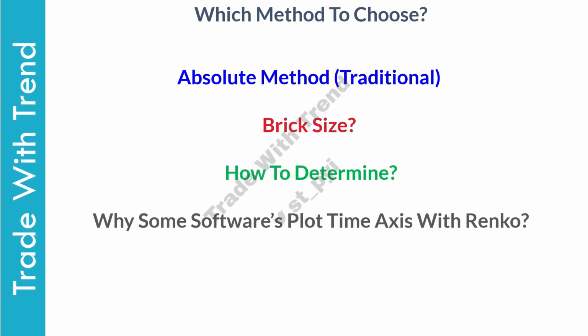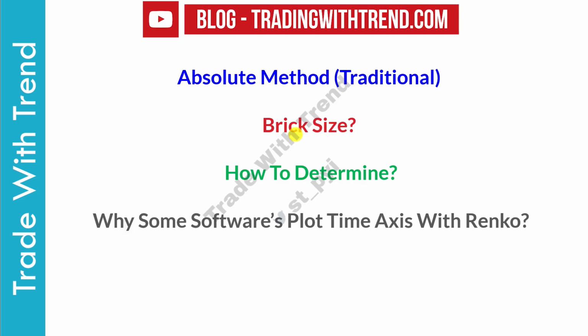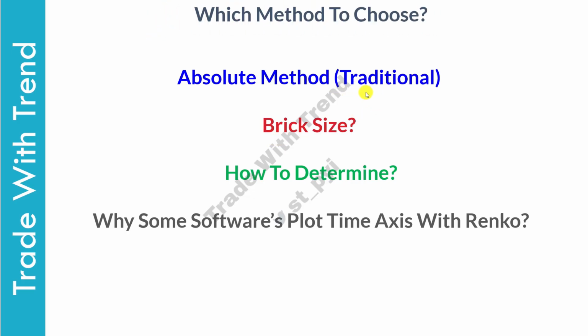So now that I've shown you how the traditional method and the ATR based method is calculated on TradingView, let me now address a few concerns about the absolute method or the traditional method. The reason why traders prefer the ATR based method is because the brick size is automatically calculated in the software, and hence you don't need to determine the brick size on your own. The brick size in the ATR method is determined based on the underlying volatility, which is represented by the average true range indicator. But when it comes to the traditional method or the absolute method, you have to determine the brick size on your own.